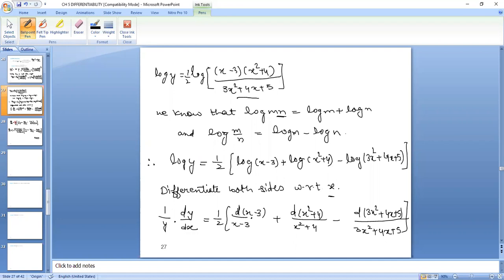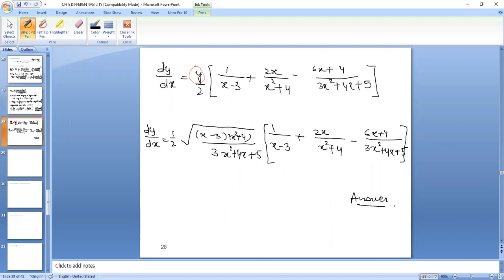So when we differentiate log y, it will be 1 upon y into derivative of y, which will be dy by dx equals 1 by 2. Log x minus 3, 1 upon x minus 3 into derivative of x minus 3. Log x square plus 4, 1 upon x square plus 4 into derivative of x square plus 4, minus 1 upon 3x square plus 4x plus 5 into derivative of 3x square plus 4x plus 5. We are applying the formula of log of x, which is 1 upon x into derivative of x.